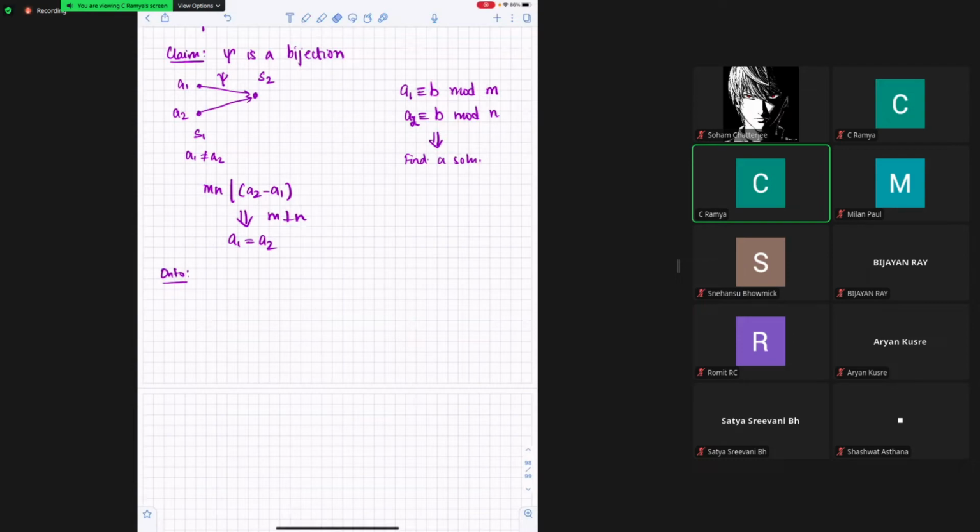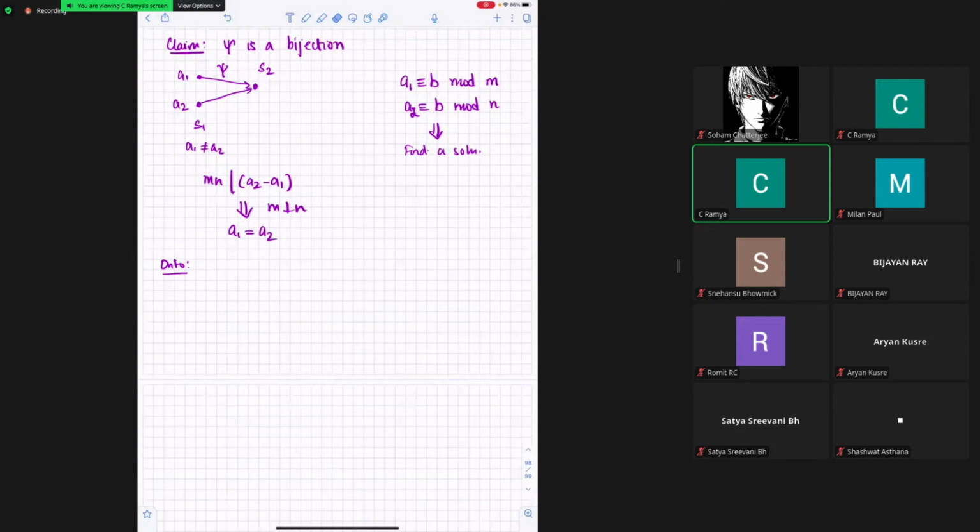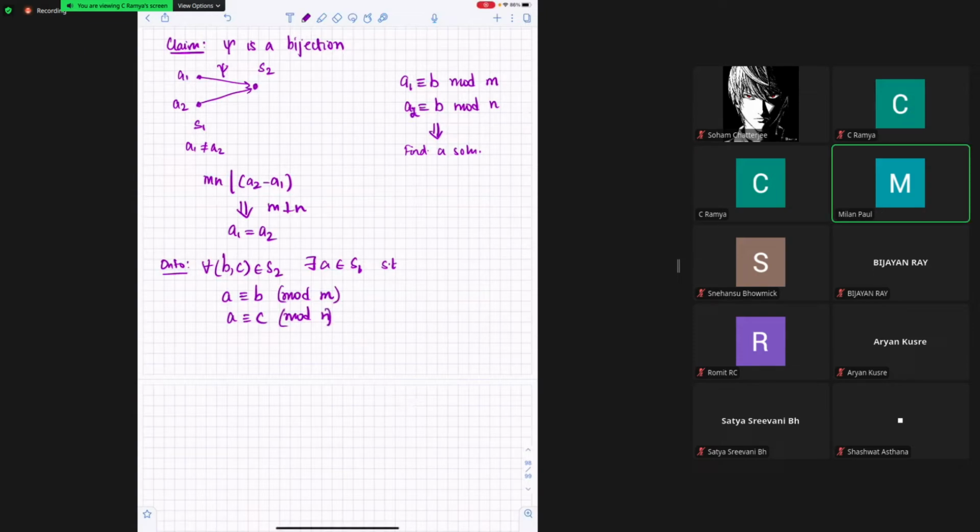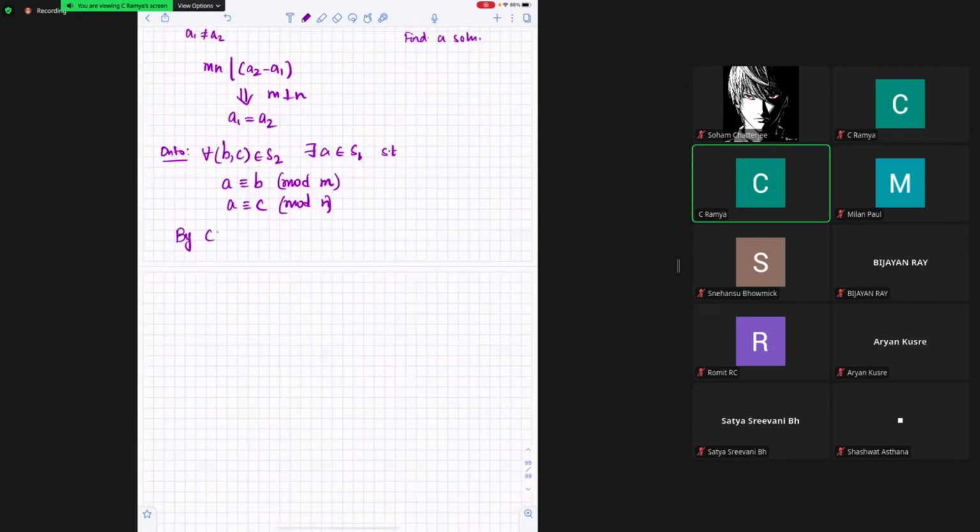What do we mean by it is onto? I know that for every point on the right hand side, there should be one on the left hand side. So if I take a B, C in S2, I must say that there exists an A in S1 such that A is congruent to B mod M and A is congruent to C mod N. Why is this true? Why should there exist a solution like this? Chinese remainder theorem. So by the Chinese remainder theorem, we know that there exists a solution A that satisfies the above congruences.